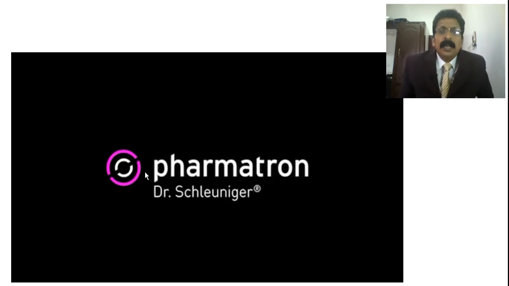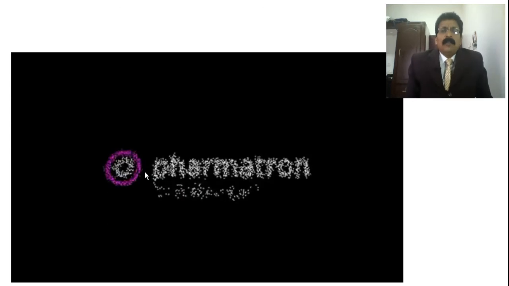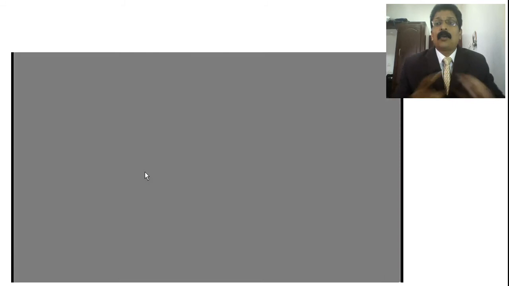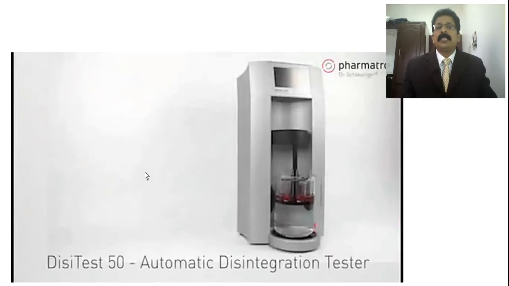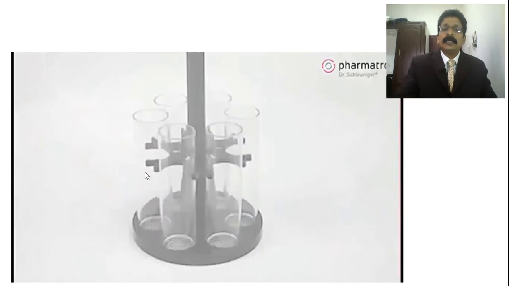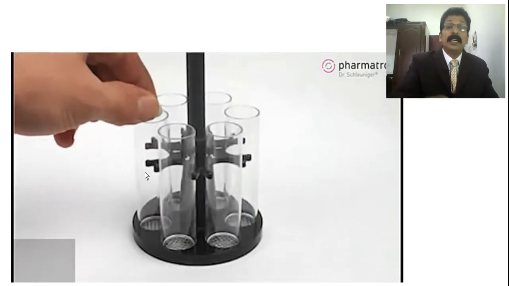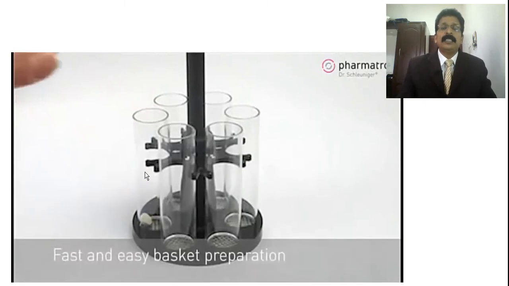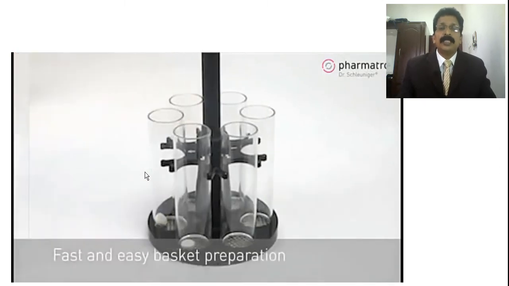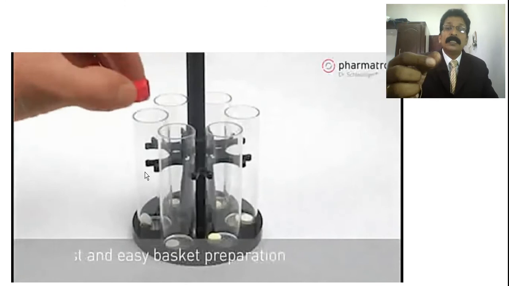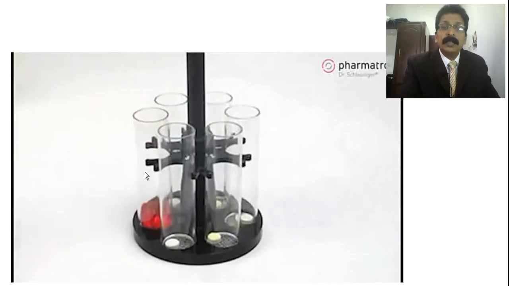it is an advanced, that is not Lab India, this is Pharmatron, sorry, Lab India is another one. This Pharmatron also produced an instrument which is having, see that how the tablet is getting automatic. This is the 6 tubes. See, this video I am showing is to make the students know about what the 6 tubes are, and the bottom is covered with a mesh.